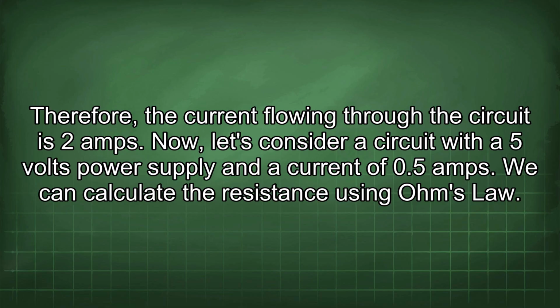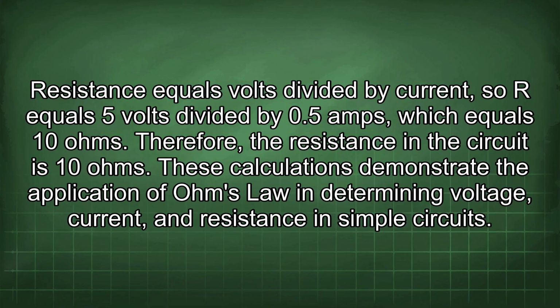Now let's consider a circuit with a 5 volt power supply and a current of 0.5 amps. We can calculate the resistance using Ohm's law. Resistance equals volts divided by current, so R = 5 volts / 0.5 amps, which equals 10 ohms. Therefore, the resistance in the circuit is 10 ohms. These calculations demonstrate the application of Ohm's law in determining voltage, current, and resistance in simple circuits.